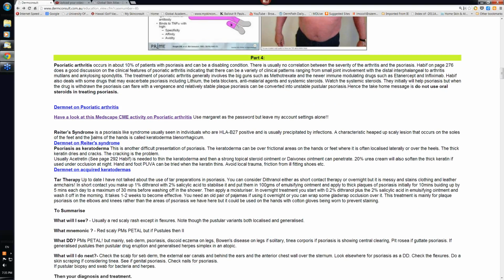Reiter's you should look at. It has a couple of characteristic presentations on the soles of the feet and on the penis, with keratoderma blennorrhagicum being the name given to the almost pustular psoriasis-like picture on the soles of the feet and the palms of the hands, and circinate balanitis being the name given to the curious circular, circuitous patterns of scaling that you get on the surface of the glans penis.